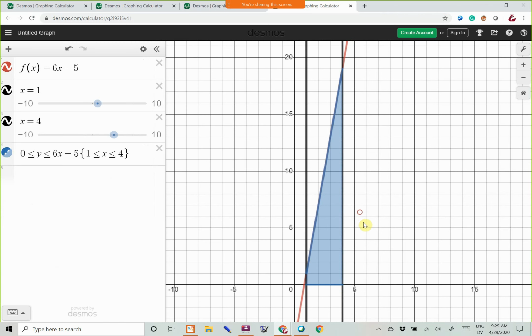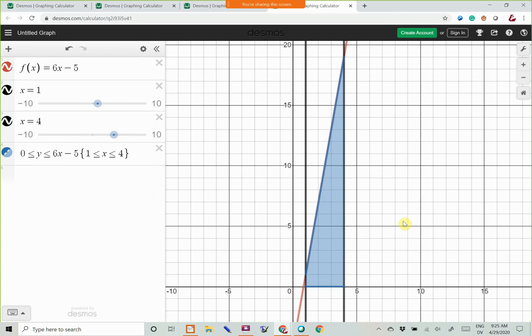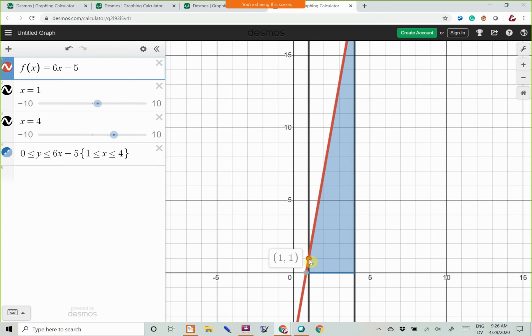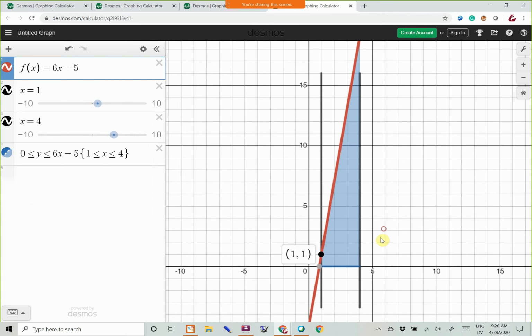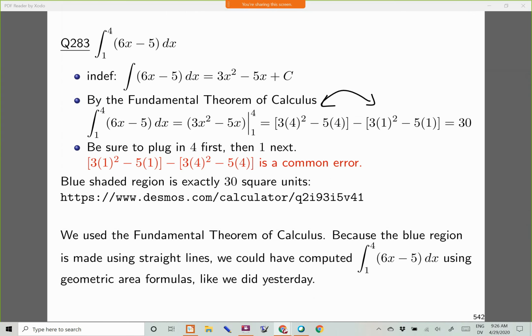But in this problem, the blue shape here is actually made of 4 straight lines. So we could have done it the way that we had originally, like yesterday or the day before. We could have split this up right here, the little rectangle at the bottom and then a triangle above, and we could use traditional geometry formulas for area. This one you can do both ways. So I hope that helps address the question that came up, at least it came up privately.